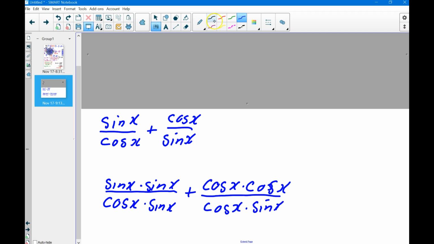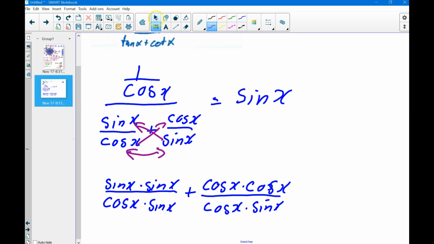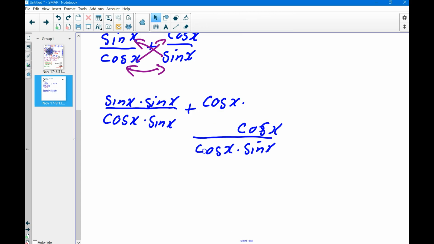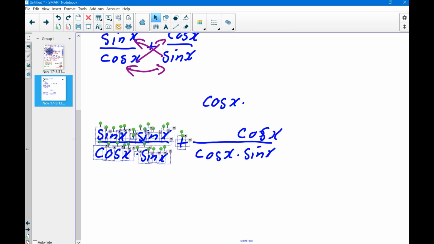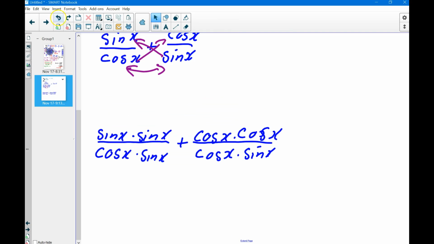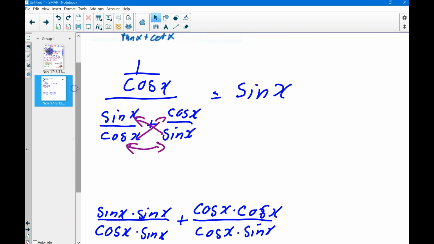All I did here is I went this one times this one, and then this times this, and this times this. And that's how I got my common denominator. Alright, now with that done, I can just take this away, and let's look at the whole big picture again. Move this on down a bit. And the top will become right here. Top is this then, 1 over cos x.